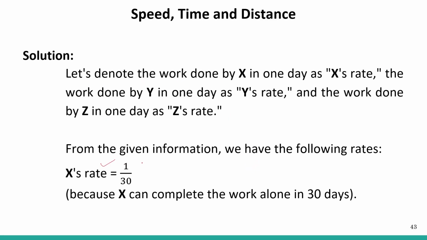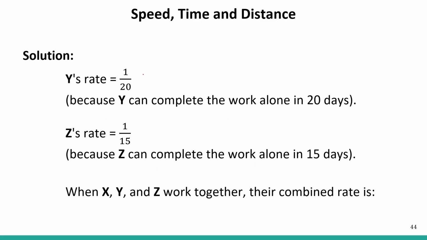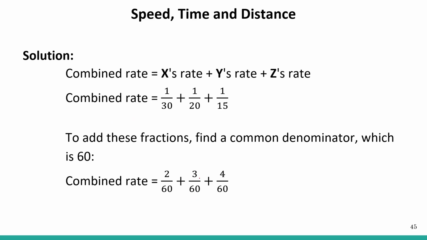So X's rate is equal to 1 by 30, okay, and Y's rate is equal to 1 by 20. So Z's rate is equal to what? 1 by 15, because Z can complete the work in 15 days. So combining X, Y and Z together, what you are left with is 1 by 30 plus 1 by 20 plus 1 by 15. That will be over 60. So it will be 2 plus 3 plus 4, which is 9 by 60.